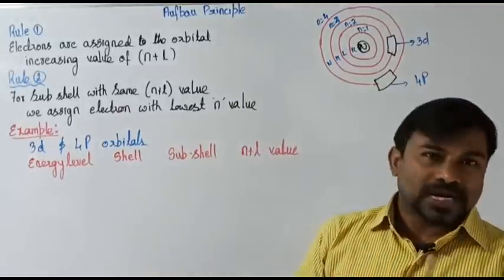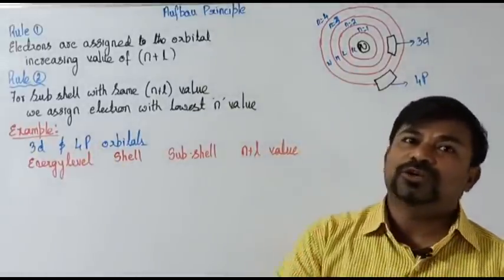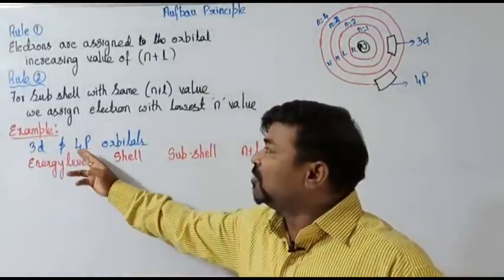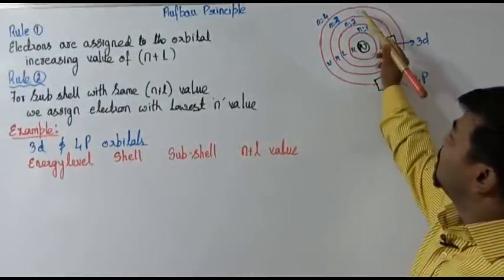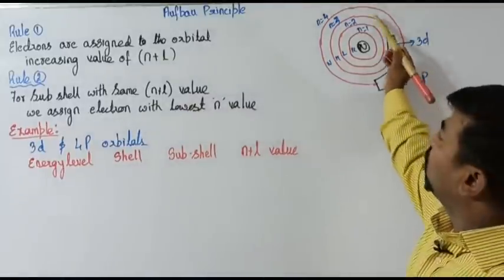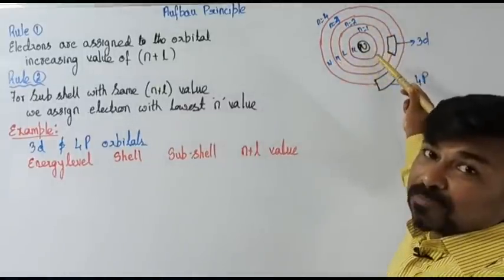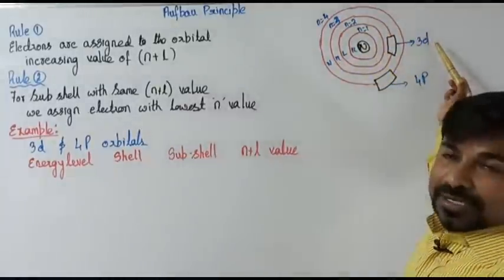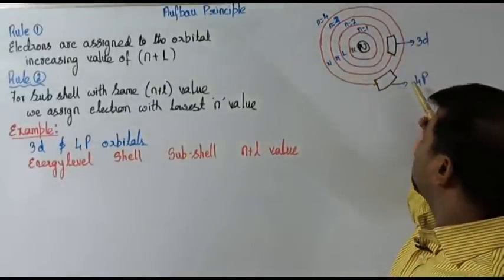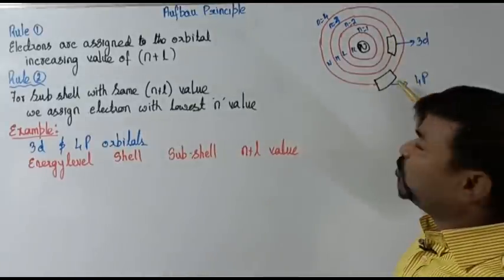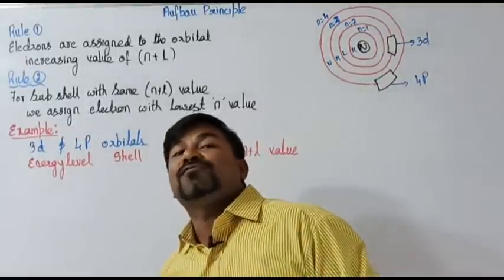To explain this, let me come out with an example. Let me take 3d and 4p. 3d is one orbital and 4p is the other. 3d means we are filling in the third orbit, and the subshell is d. 4p is present in the fourth orbit and the subshell is p. So which has to be filled first, 3d or 4p? First let us check the n plus l value.